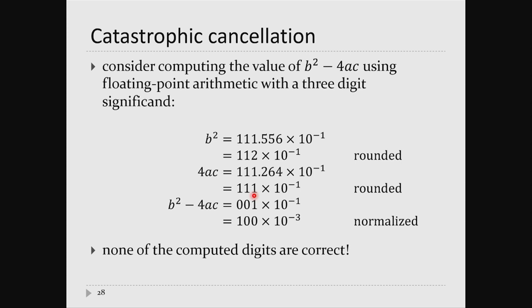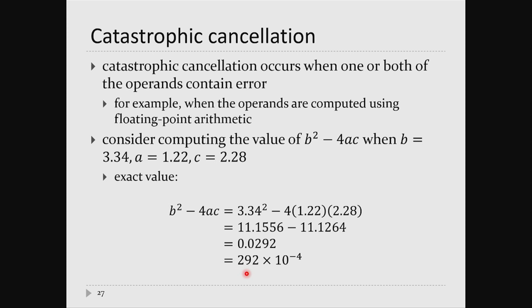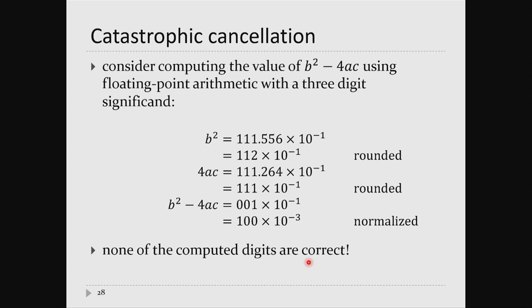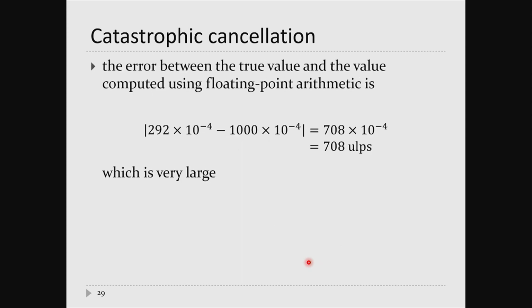Now I can compute the difference using my floating point values. And my difference is 0.001 times 10 to the minus 1, which is 100 times 10 to the minus 3. True answer is 292 times 10 to the minus 4. None of my digits are right. The 1's not right, the 0's not right, the 0's not right, and the exponent's not right. Nothing's right. It's completely wrong. If you compute the difference in ULPs, it's 708 ULPs. It's enormous. That's no good.